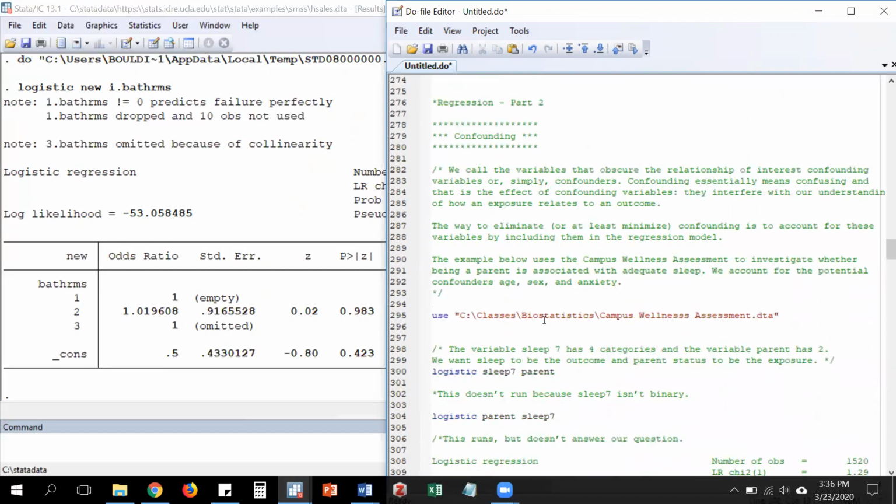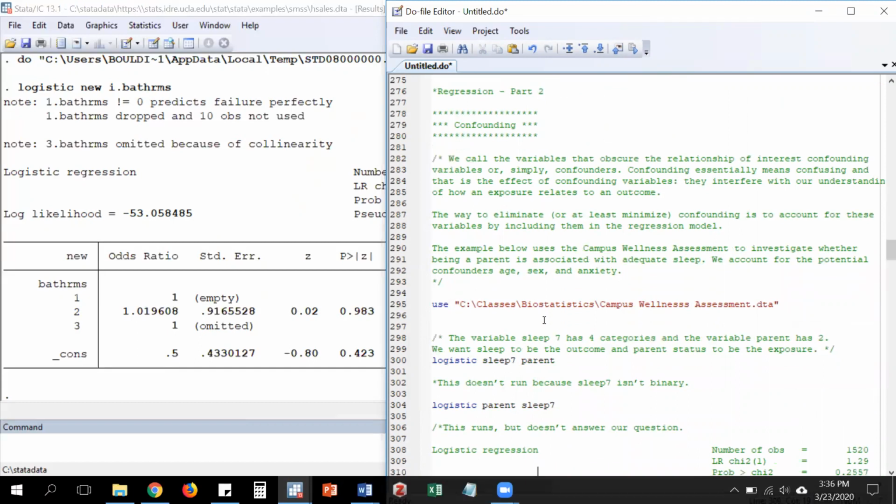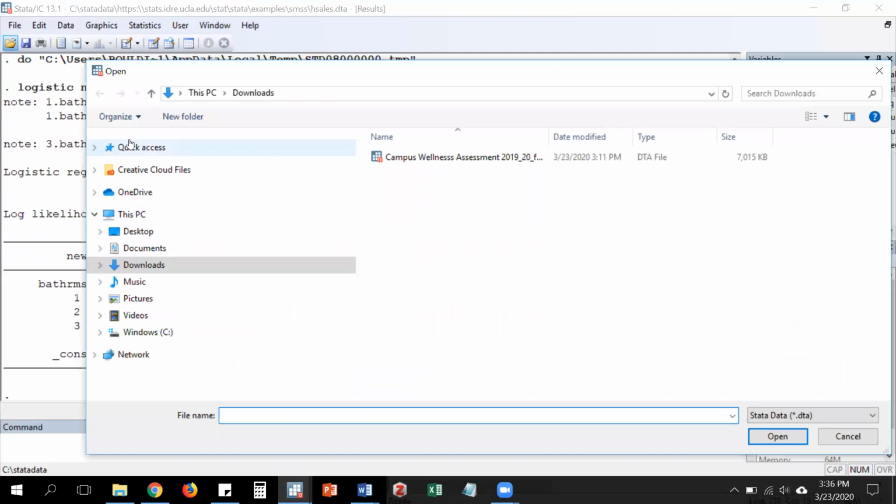So the last part we're going to do here is that we are actually going to use our campus wellness data set to run a logistic regression model. So I'm going to open that data set again.